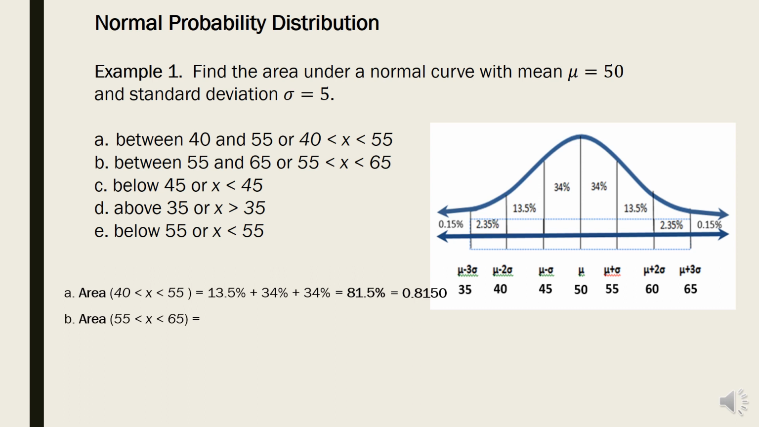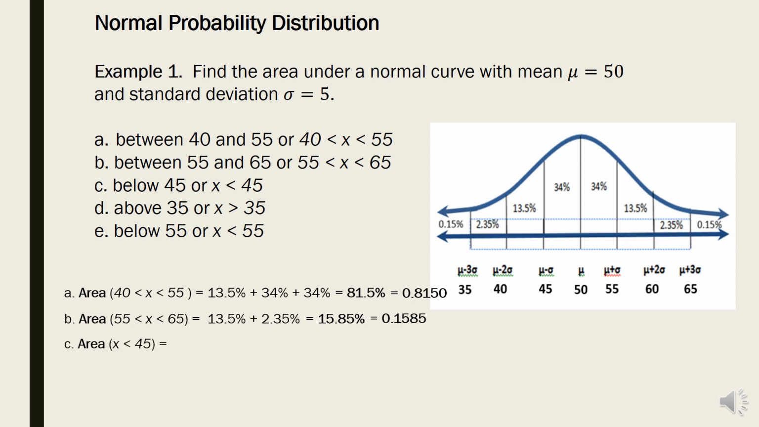The area between 55 and 65. So let us now check our normal curve. So 55, 65. You have observed that the area between 55 to 65, we have 13.5 and 2.35. And if we're going to add this, we have 15.85% or 0.1585.